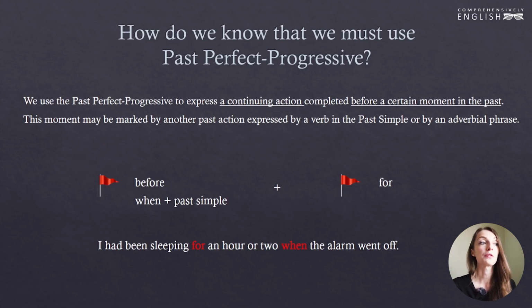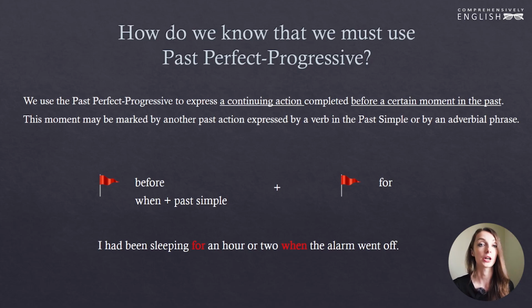We use the past perfect progressive to express a continuing action completed before a certain moment in the past. This moment may be marked by another past action expressed by a verb in the past simple or by an adverbial phrase. Just as in the case of the past perfect tense, we also used an action in the past simple like a marker.